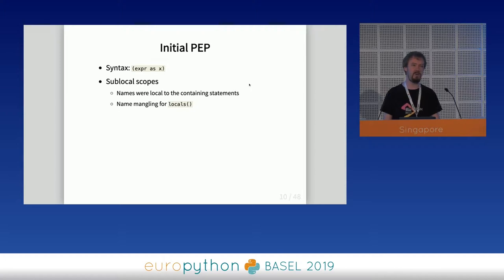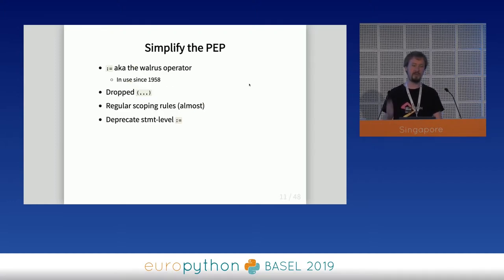Also, in the initial proposal, there was this idea of sublocal scopes, meaning that these names that you introduce via these assignment expressions are local to the statement in which you have assigned them. For example, in our previous case, for the match, the m name would be available only in the if statement, and not beyond this if statement. And since in Python we have scopes only for functions, classes and modules, it actually required some name mangling in order to put it into the already existing infrastructure for holding names for local scopes of functions. So the idea was that these names were somehow mangled and put into the locals dictionary so that you cannot access them directly after you get out of the scope for this assignment expression.